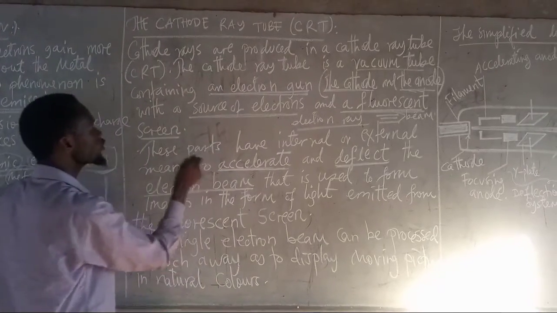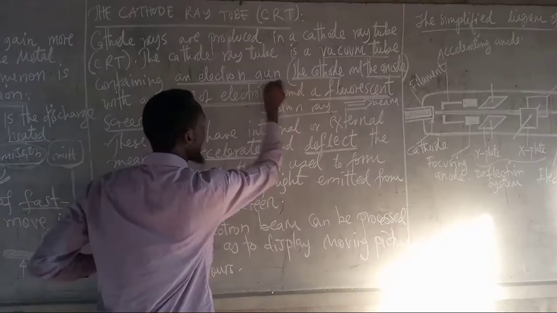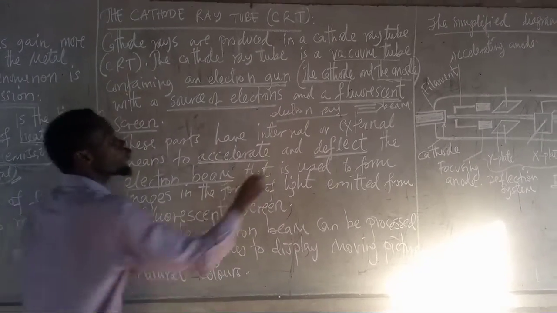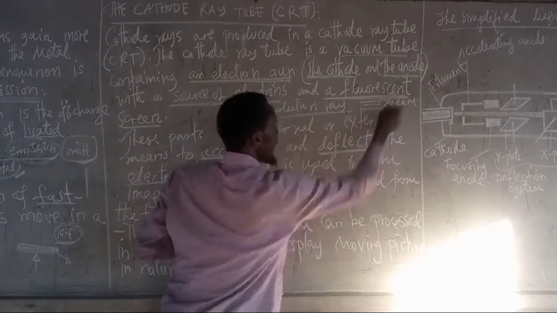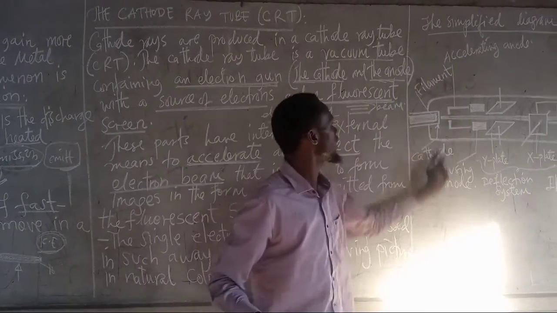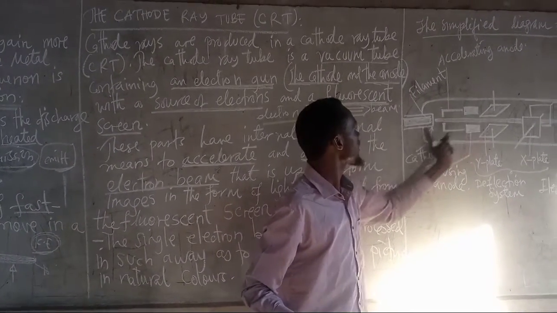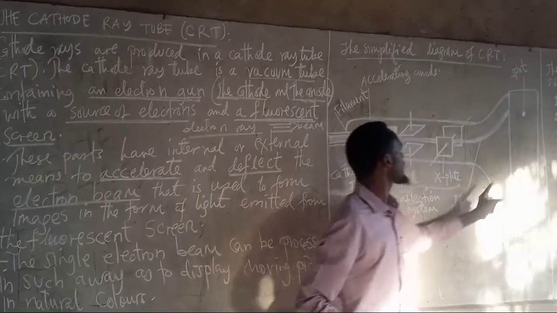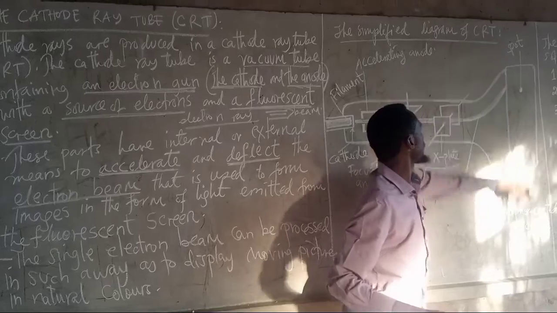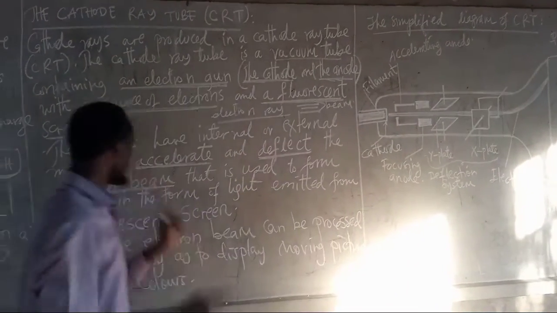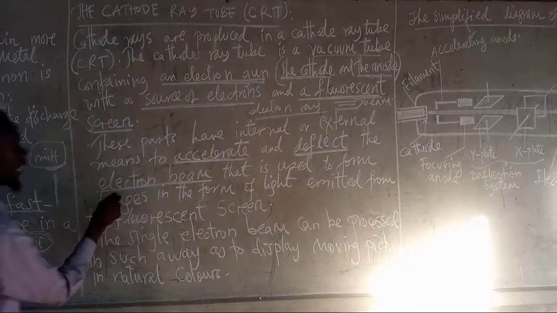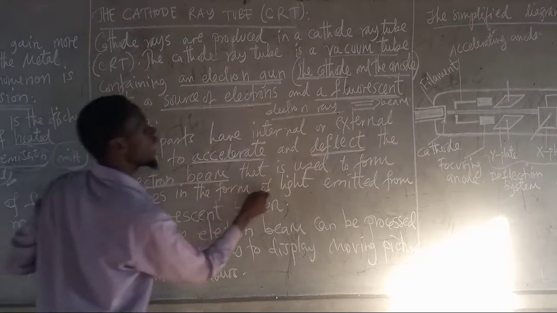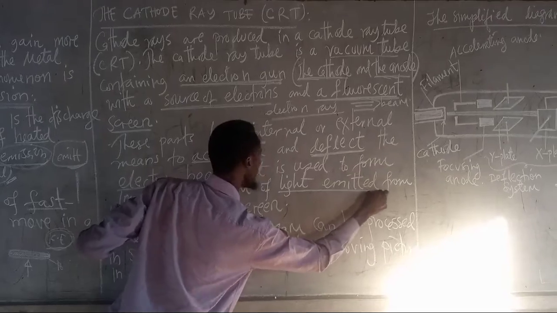Na hiyo kazi inawezeshwa tu in the presence of electron gun, cathode, anode, and also there must be a source of electron to be directed to the fluorescent screen. Ambapo mbele hapa tutajaribu kujadili zaidi kwamba kila parts ya CRT ina kazi yake. Na kwa nini zinakuwa directed kuja hapa na zingine zikuwa directed kuja hapa, na kwa nini kunakuwepo na horizontal na vertical? Hiyo sababu tunaangalia.